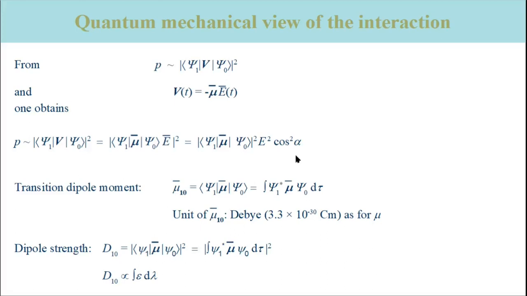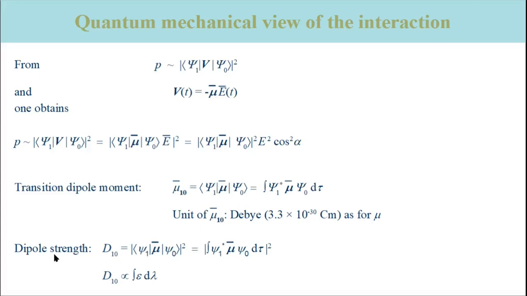Thus the scalar product psi1 mu psi0 and its squared absolute value determine the transition probability. They are therefore fundamental quantities in spectroscopy and have been given names: transition dipole moment or transition dipole, and dipole strength or oscillator strength. Both are quantities that entirely depend on the molecule and on the initial and final states.